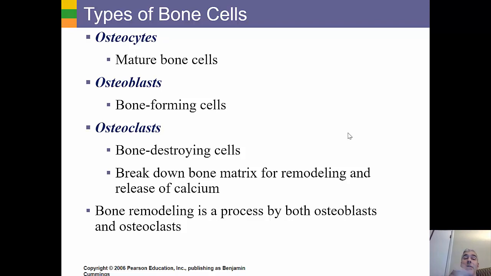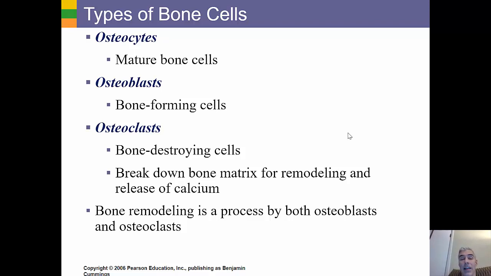I know I lied about that because I want to tie these into the previous step, and then we'll be done for today. So the types of bone cells that exist are osteocytes, osteoblasts, and osteoclasts. Osteocytes are just mature bone cells generally, and we can subclass those into your osteoblasts and osteoclasts.